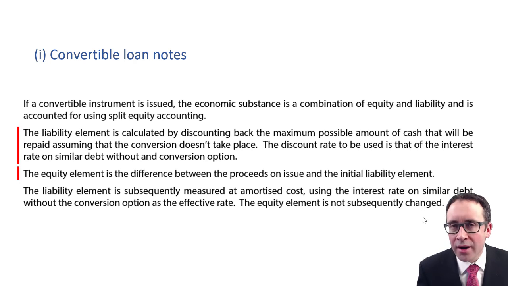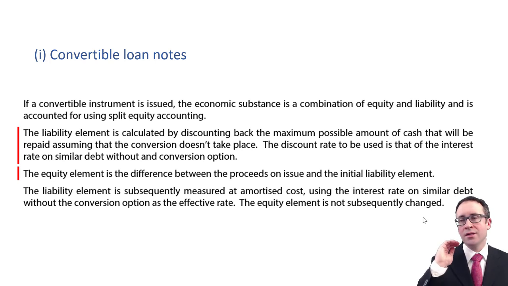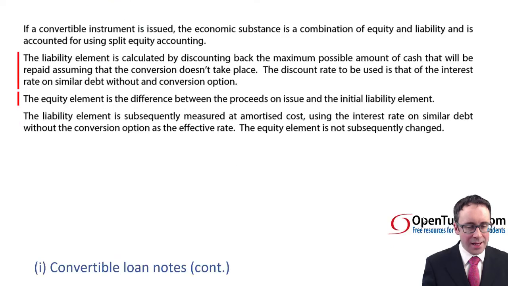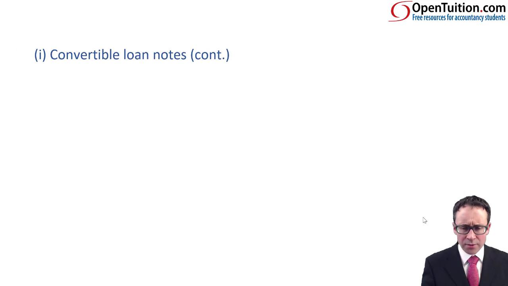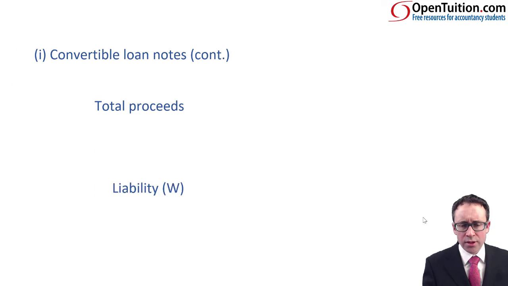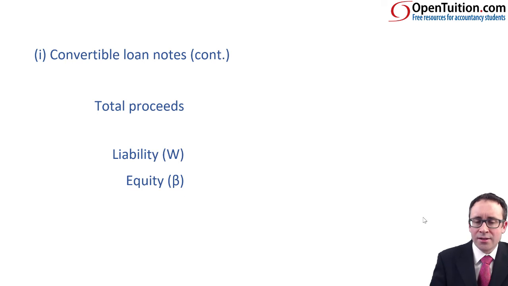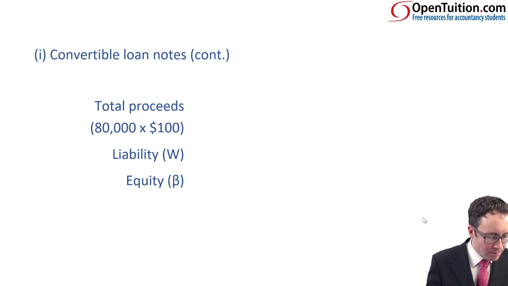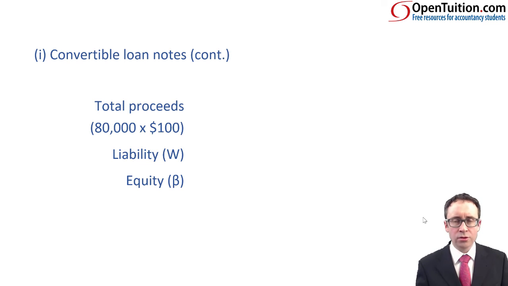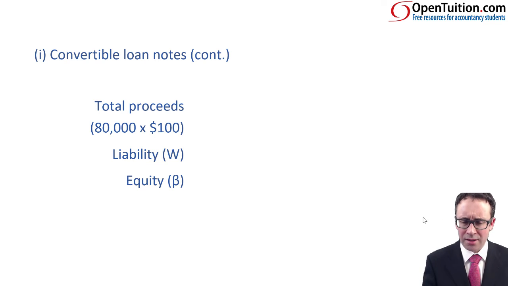If you want an easy mark in the exam, work out the proceeds, have a stab at the liability, and then get the equity as the difference. You'll get marks as your own figure. Okay. So convertible loan notes, total proceeds, liability, equity is the balancing figure. Here we issued 80,000 loan notes at $100 par. So with my maths, if I'm working in thousands, it's 8,000 because that's 8 million, isn't it?